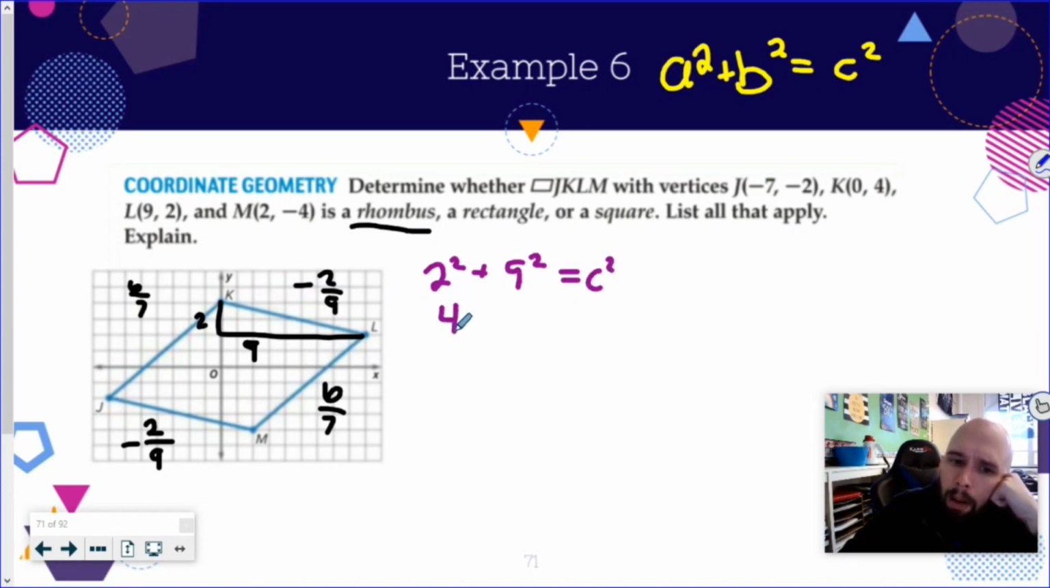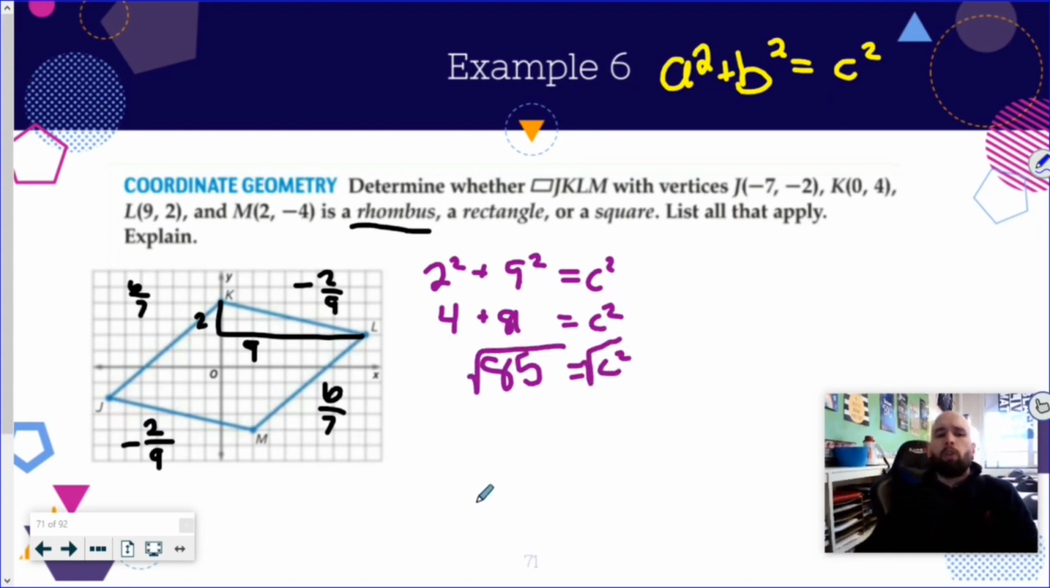That becomes 4. That becomes 81 equals c squared. Add them up, you get 85. 85 is equal to c squared. Take the square root of both sides, and you get 9 point something, but I'm just going to leave it as the square root of 85, because whatever this is, this has to be the square root of 85 also.